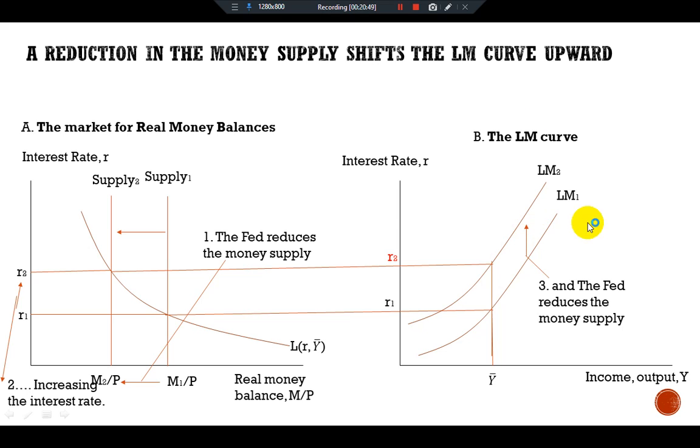So see here, upward. In summary, the LM curve shows the combinations of interest rate and level of income that are consistent with equilibrium in the market for real money balances. The LM curve is drawn for a given supply of real money balances. Decreases in the supply of real money balances shift the LM curve upward. Increases in the supply of real money balances shift the LM curve downward. So this is all about the money market and the LM curve.